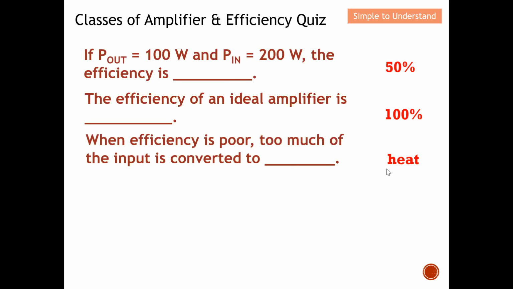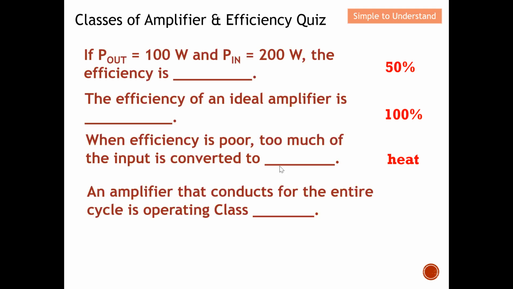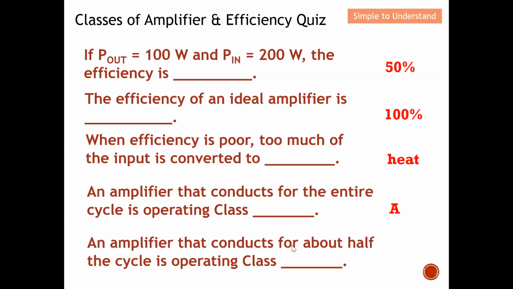Can you still remember? As I told you, an amplifier is basically dominated by heat. So any form of loss from the input with respect to the output is basically dominated by heat. Next, an amplifier that conducts for the entire cycle. Remember, as I mentioned on the previous slide, the entire cycle will be class A. Next, an amplifier that conducts for about half is typically class B. Remember, class B is about 50% or slightly less than 50%. So basically this is a very simple quiz to check whether you understand the different classes of amplifier.